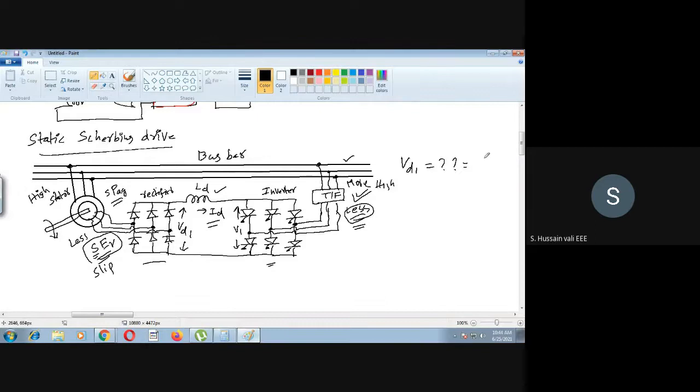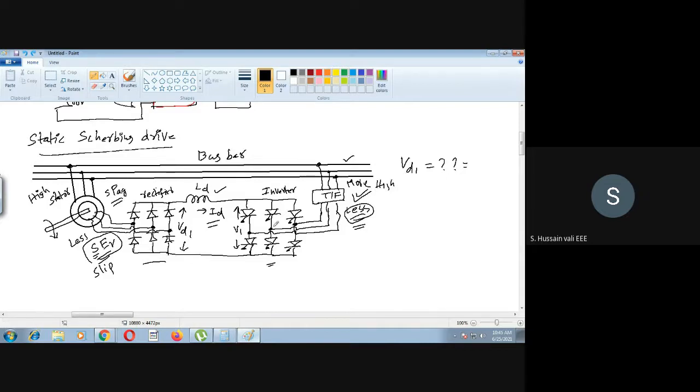So I will write here as 3. Better I will write this side. Now assume that the rotor voltage here is S into ER. So S into ER is the voltage here, and I will write that voltage here.